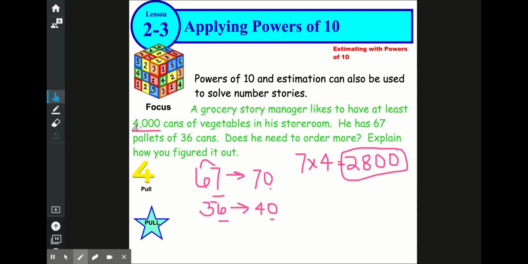He's going to be shy of what he needs. He wants 4,000 at least. Does this give him at least 4,000? Nope. He's going to need more.